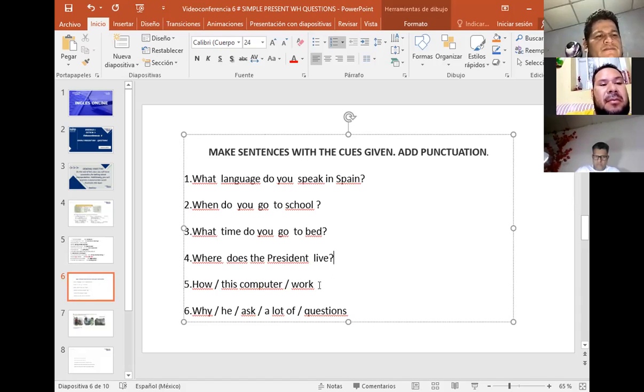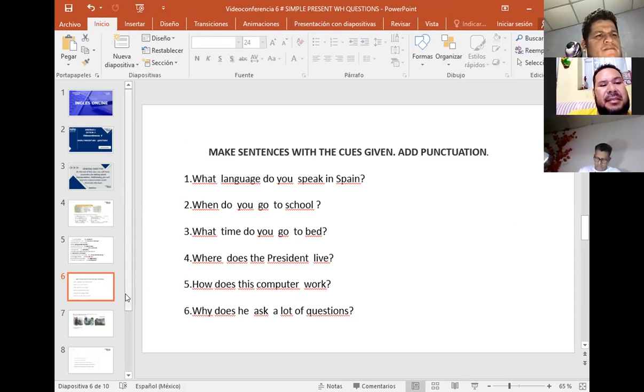And number five, how does this computer work? Yes. And the number six. Why does he ask a lot of questions? ¿Por qué él hace tantas preguntas? Entonces vemos ahí que hemos formulado el statement.